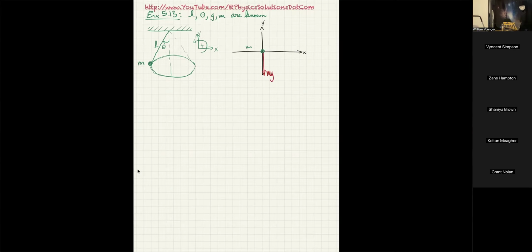There's going to be a tension force, which is not parallel to the x or y axes, so I'm just going to use green for that. And it's going to be in this direction, T, and that, of course, means that angle is theta, but that also means this angle is theta.